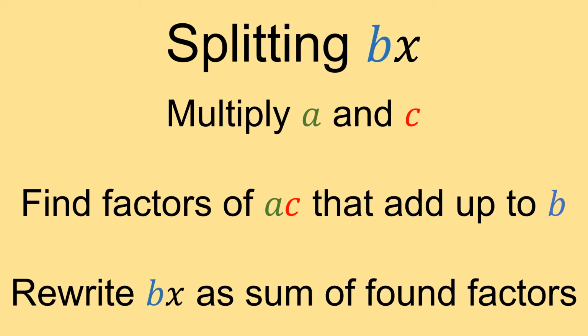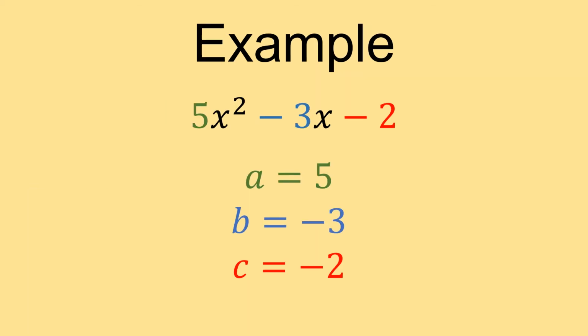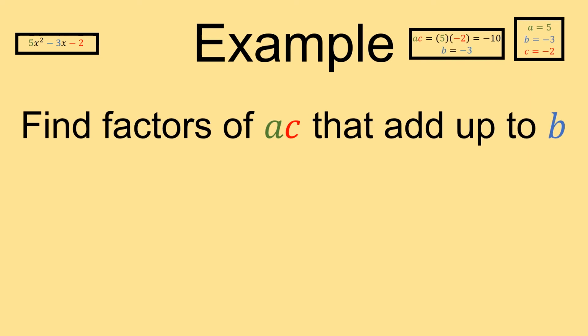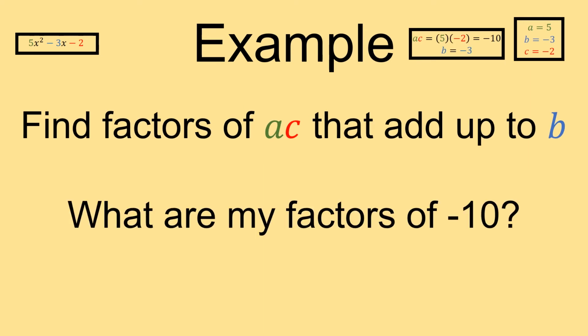So let's work through an example. Suppose we're supposed to factor 5x squared minus 3x minus 2. Here, we know that a is 5, b is negative 3, and c is negative 2. So first we multiply a and c together, which is 5 and negative 2, and when we multiply those, we get negative 10. We also take note of what our b value is, and in this case, b is negative 3. So now we need to find factors of a and c that add up to be b. In other words, we need to find factors of negative 10 that add up to negative 3.